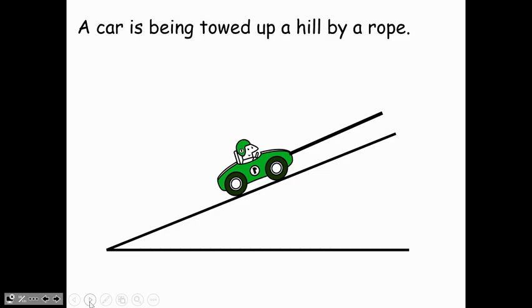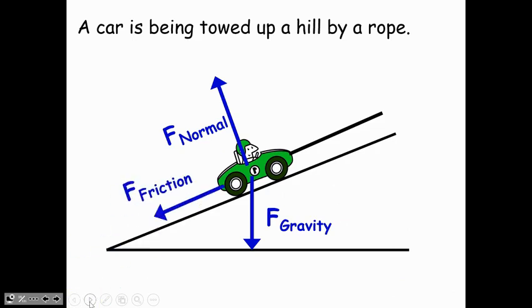In our next example, a car is being towed up a hill by a rope. In this example, we have the force of gravity pushing downward, the normal force acting kind of upward and to the left, perpendicular to the surface of the incline. We have friction pointing down the incline, and we have a tension force from the rope pulling the car up the incline.